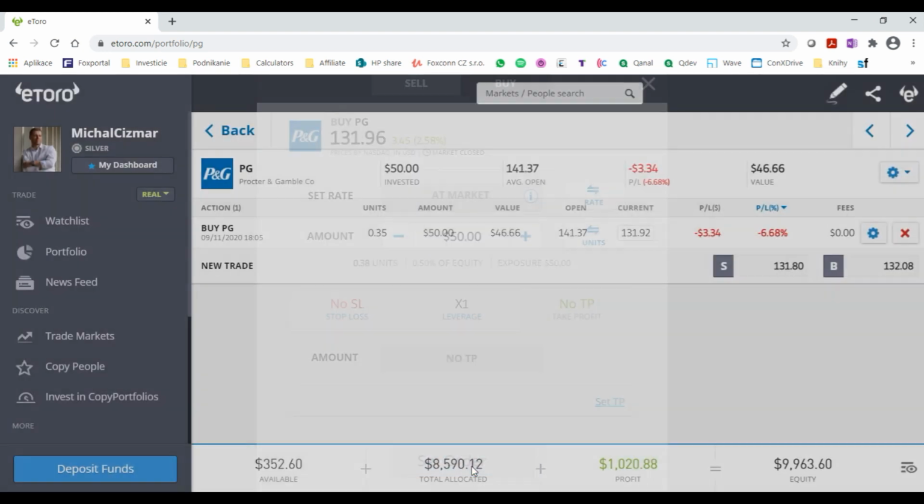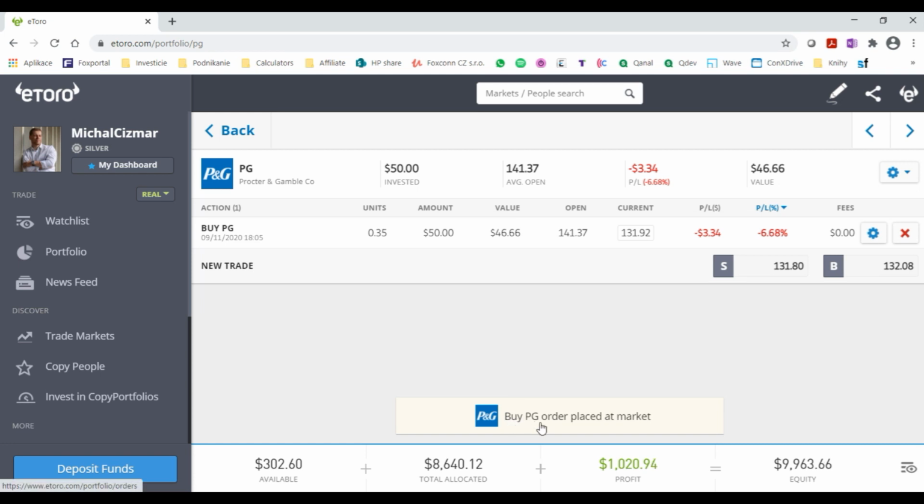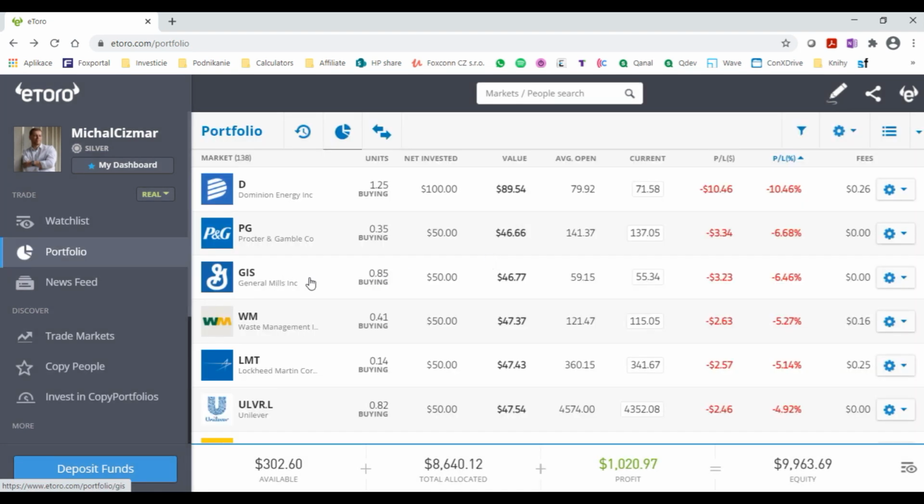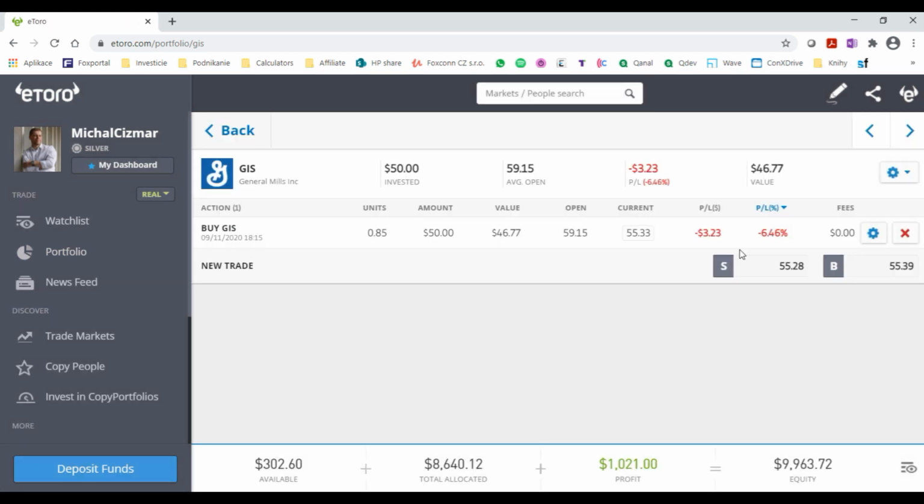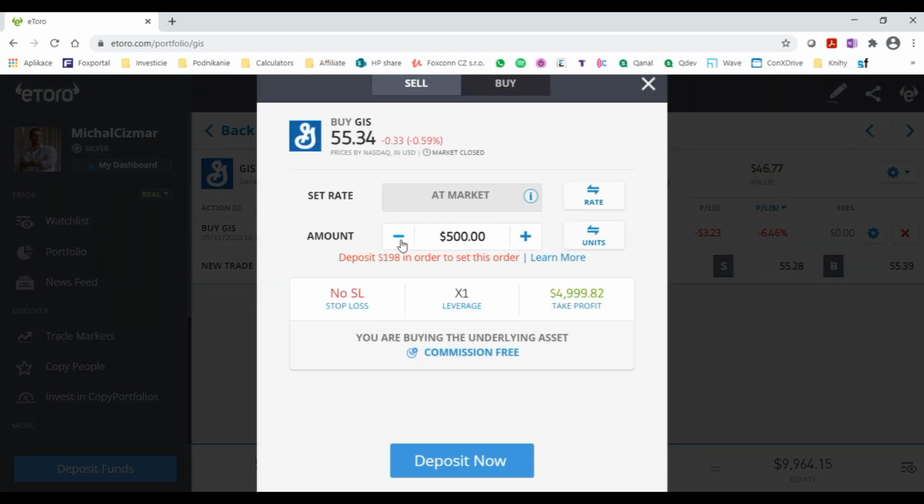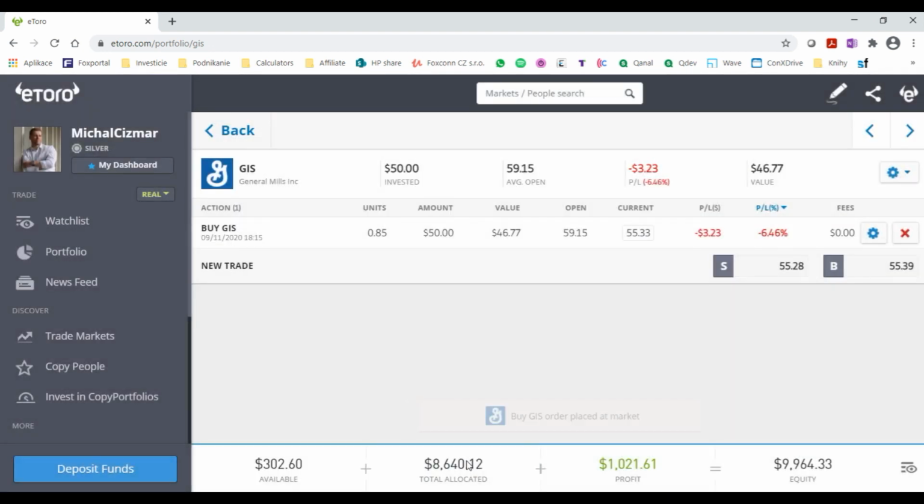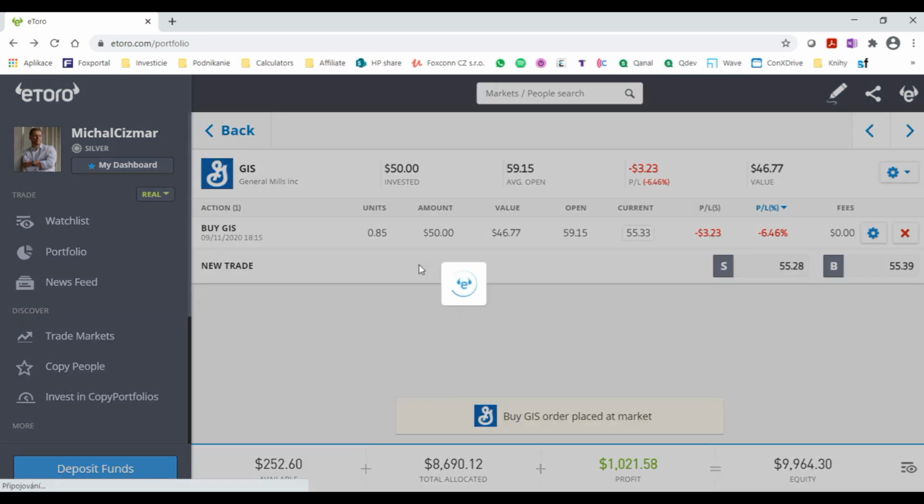So set order, and it is there. Another, so let's buy another one. For example, General Mills. So again, my PNL is right now more than -6%. So again, buy button, put 50, leverage, just check it. Yeah, no leverage there, no stop loss, and also let's put no take profit stop. Set order. It is there.